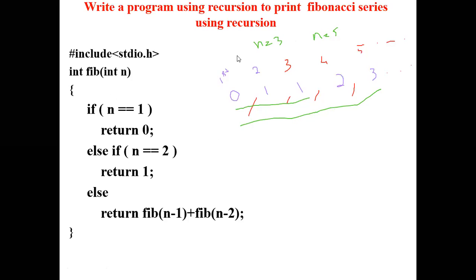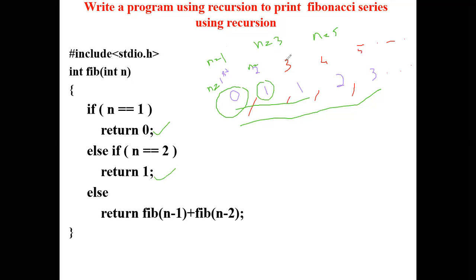Now here, suppose your n value is 1, you are entering n is equal to 1. Then what are you supposed to get? What is your first Fibonacci number? It should return 0. So that is what is given. Suppose your n value is 2, then it should return 1. So that is what is given here.